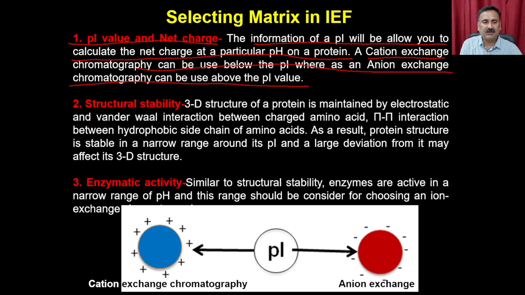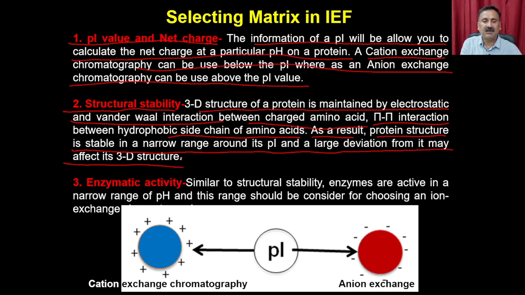Once you know this, you can also talk about the structural stability. The 3D structure of a protein is maintained by the electrostatic and van der Waals interactions between the charged amino acids, pi-pi interactions, and as a result the protein structure is stable in a narrow range around its pI, and a large deviation from it may affect its three-dimensional structure. So that is very, very important.